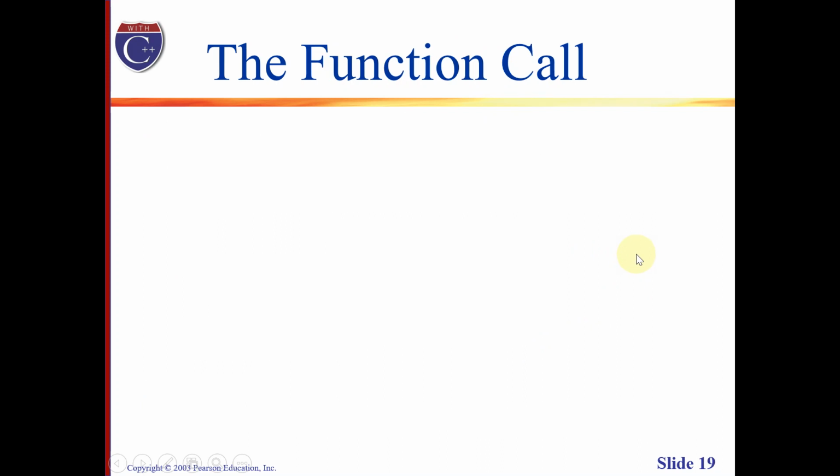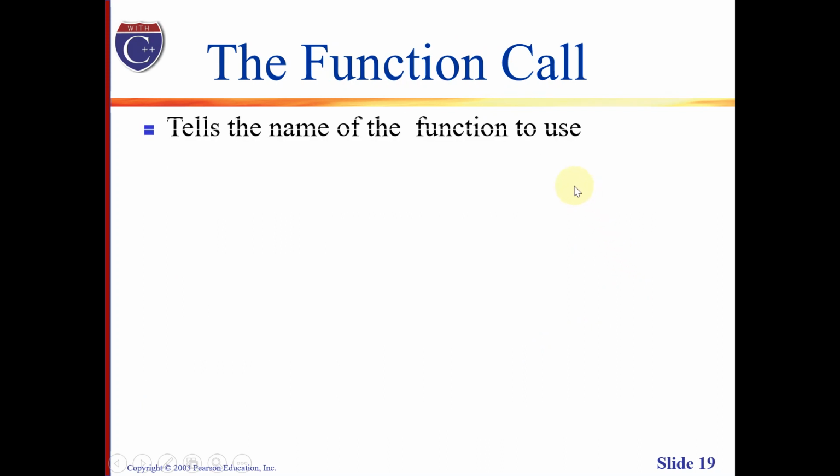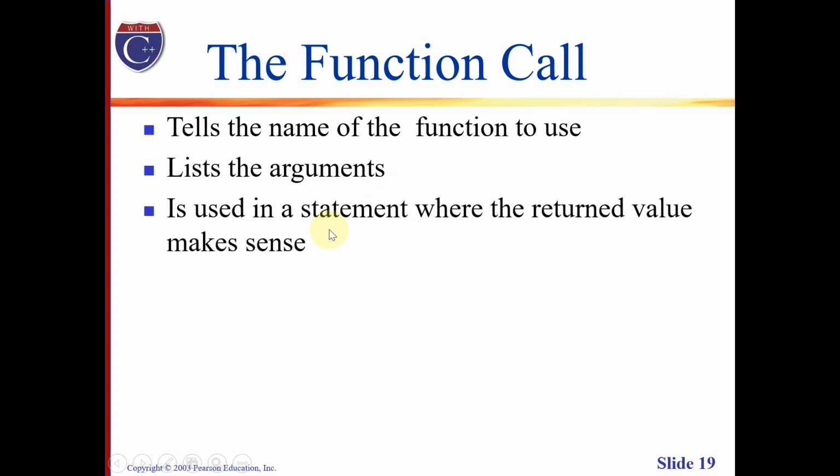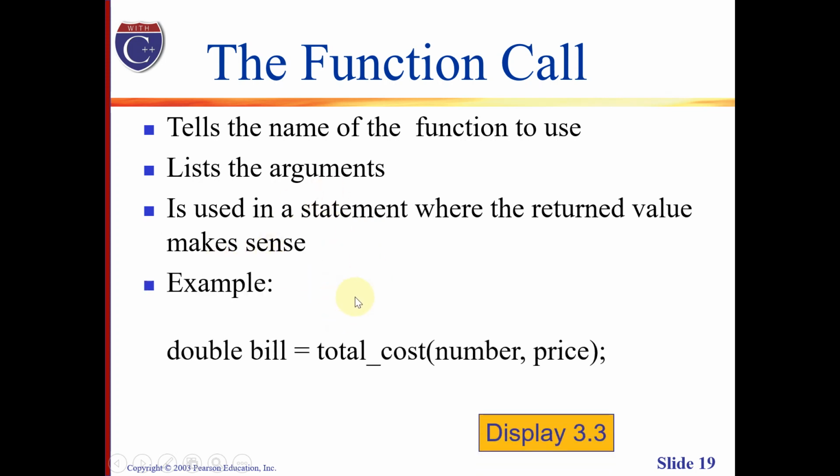How about the function call? In this case, what the function call does is it tells the name of the function that we would like to use. And also, in accordance to our function declaration, it lists the arguments that are required. It is used in a statement where the returned value should be used. Here's an example.